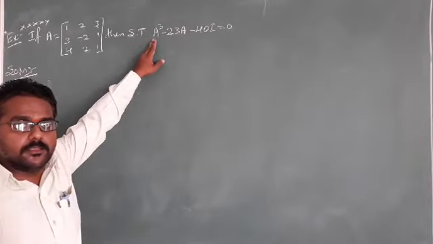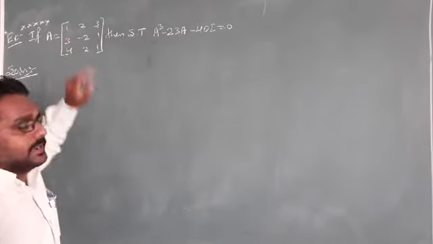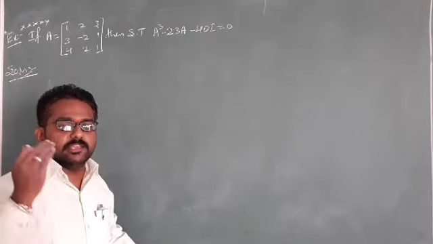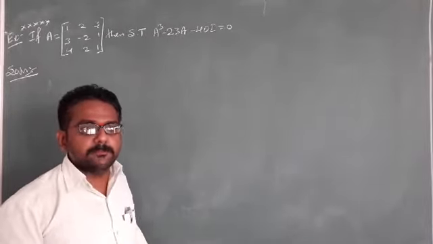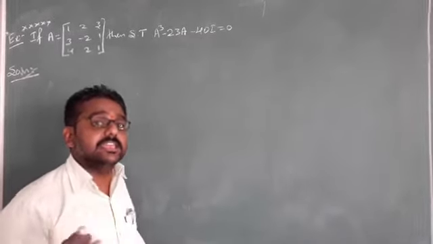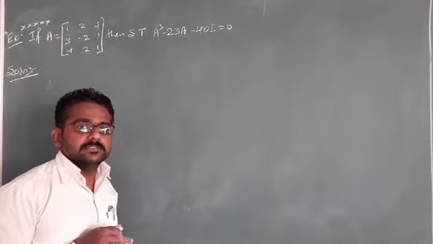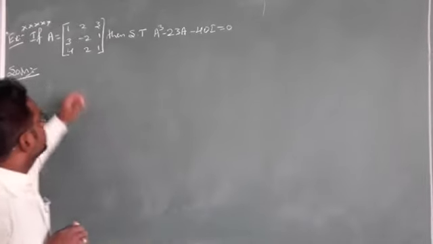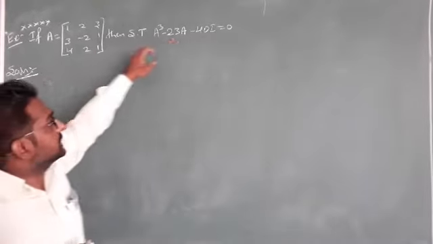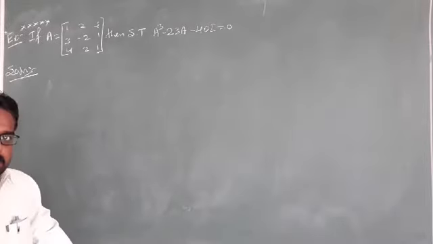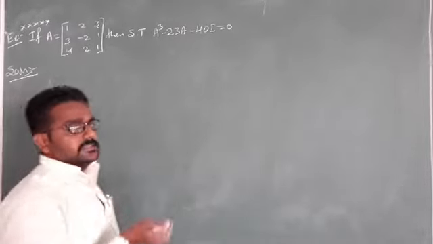Okay, so A cube means you have to multiply the matrix A thrice. That is, first A into A, you will get A square. Then multiply A into A square, you will get A cube. Next, 23A. What is that? Already they have given the matrix A. You have to multiply 23 with each element of that matrix. The obtained matrix is the value of 23A.